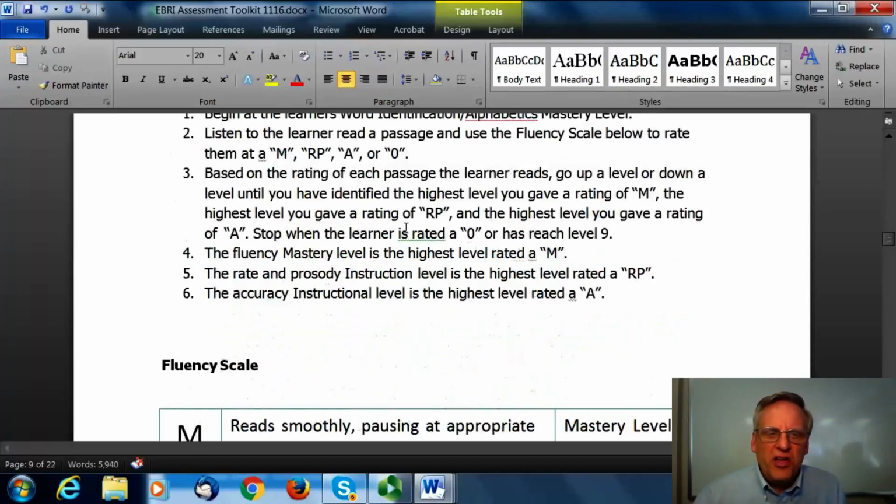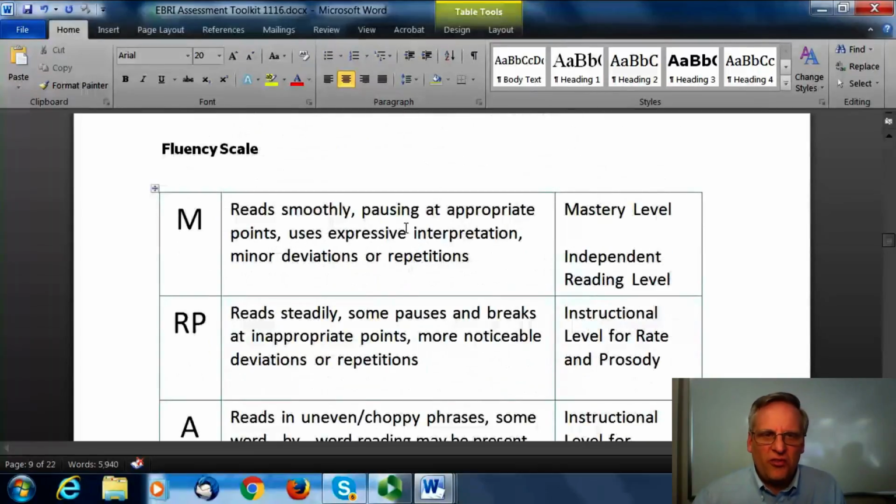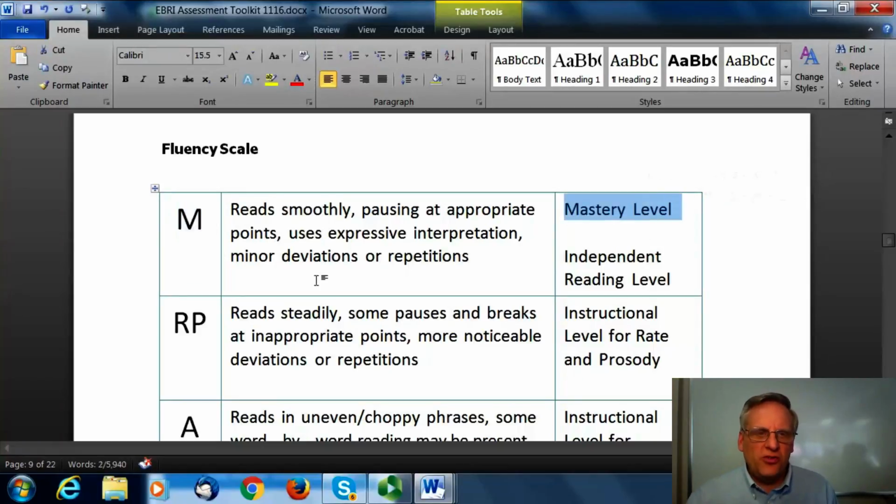If you go with me to page 9 and you look at this fluency scale, this is really what we're going to be taking a look at. At the M level, the M stands for mastery. At that mastery level, it's what a good reader reads like. They read very smoothly. They pause when they're supposed to, at commas and periods. Their voice is expressive. Their voice might go up at the end for a question. It's not perfect. There may be some mistakes here and there, but for the most part, they're putting everything together. Good, solid reading at the M level.